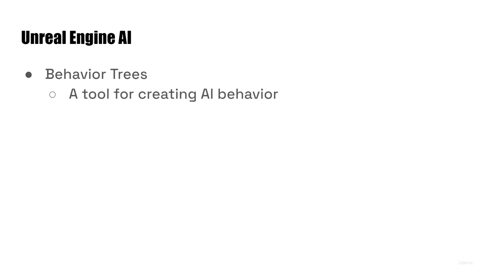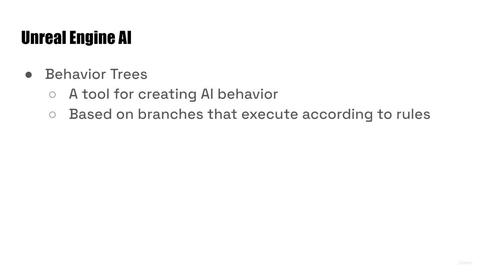So how do we create AI in Unreal Engine? Well, Unreal Engine has some tools built in to make the creation of AI streamlined and efficient. Unreal Engine has behavior trees, which are extremely powerful AI creation tools in the realm of computer science. Behavior trees are based on branches that execute according to different rules that you set.